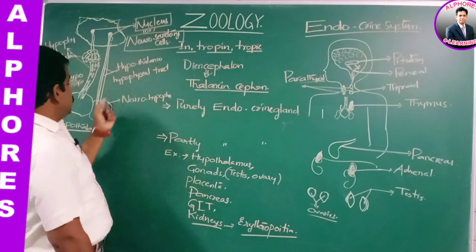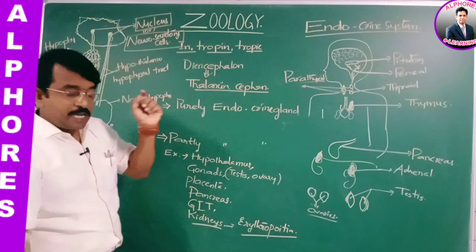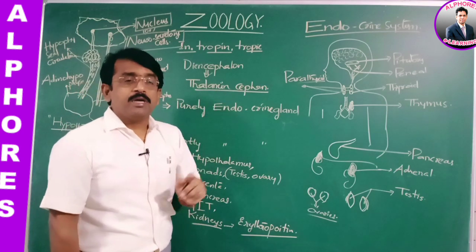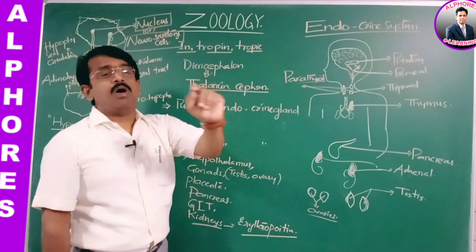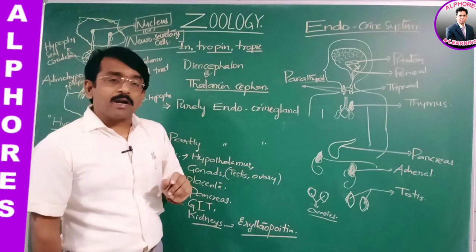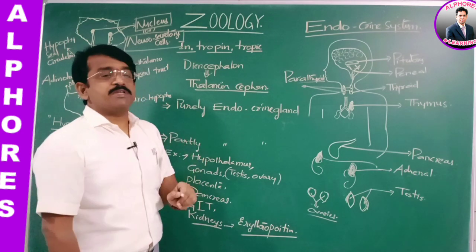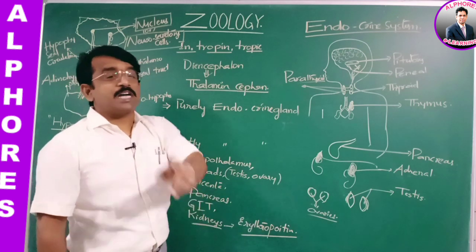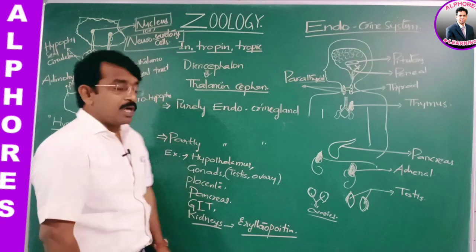Then it reaches the neurohypophysis and is released into the blood, and it reaches the distal convoluted tubule and the collecting duct, where it plays a role in the reabsorption of water, and loss of water is prevented. That is the role played by the hypothalamus.